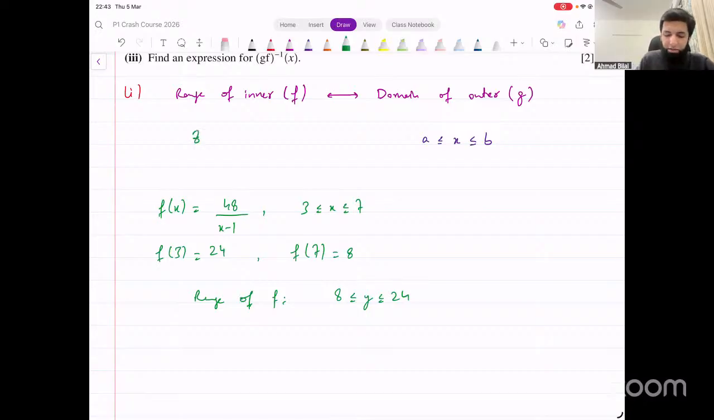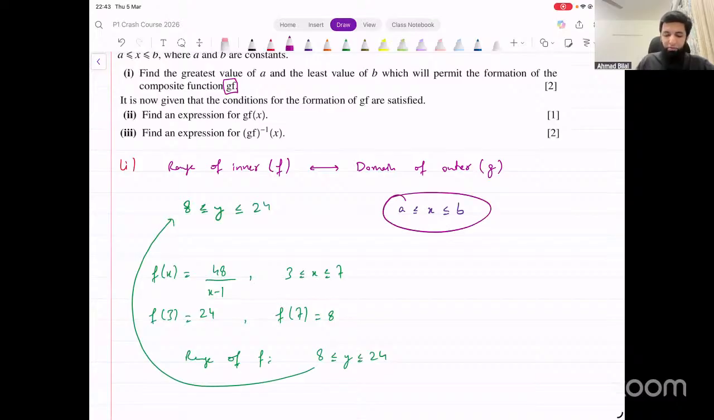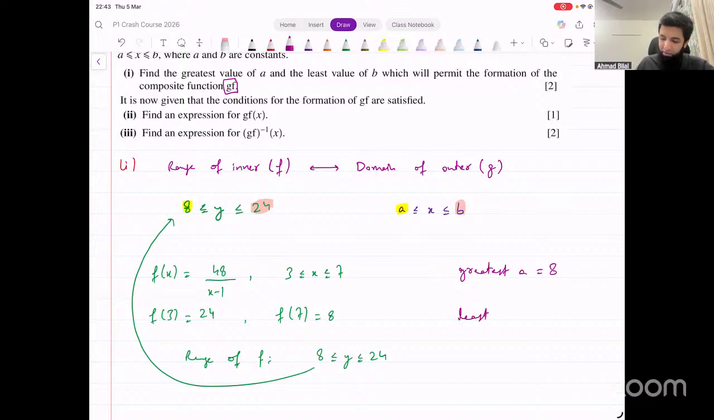Now the range of f is therefore 8 to 24. That's the range. So now we can write down the possible values of a and b. We compare them. That's 8 here, and this value should be 24 here. So the greatest possible value of a is going to be 8, and the least possible value of b is going to be 24. That's what you write down there.